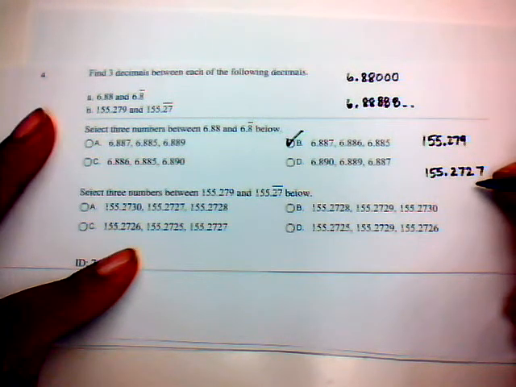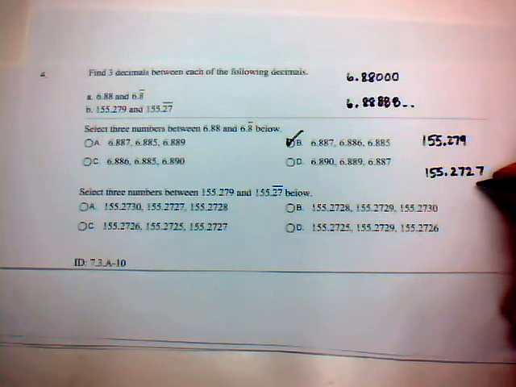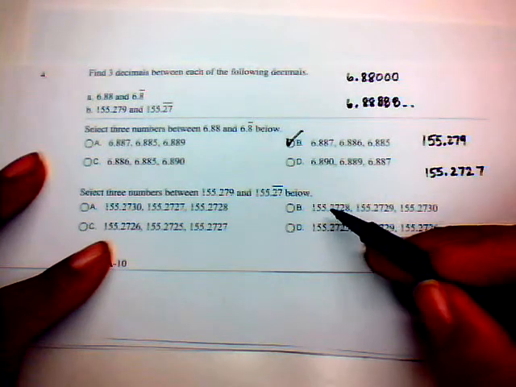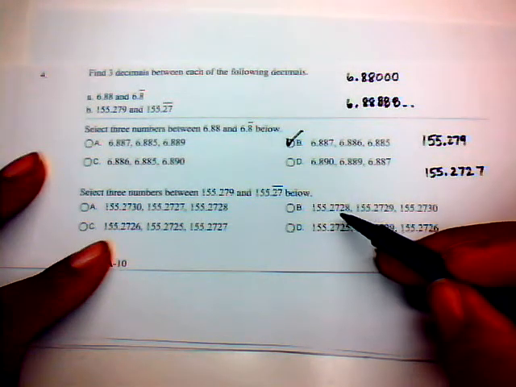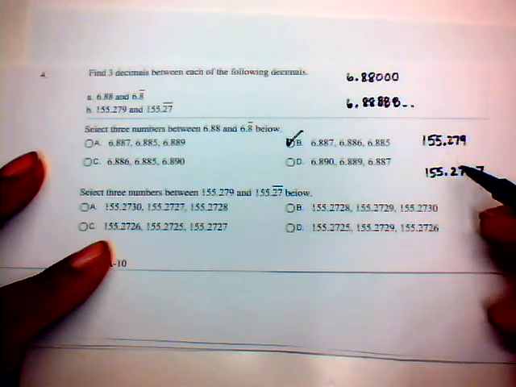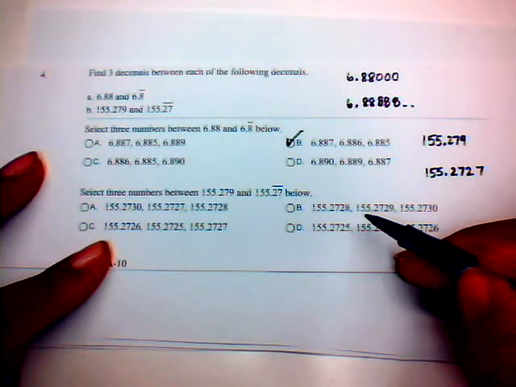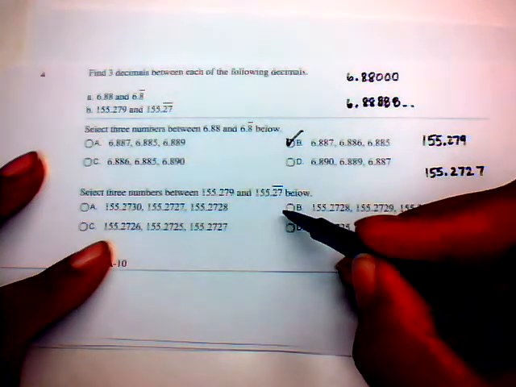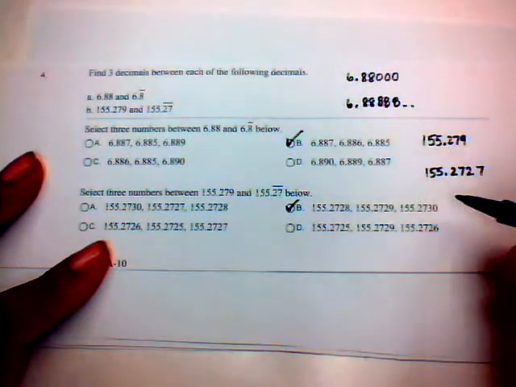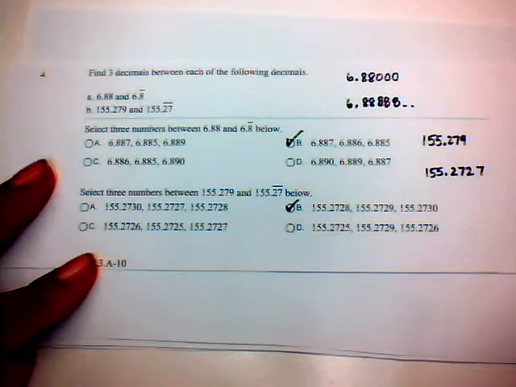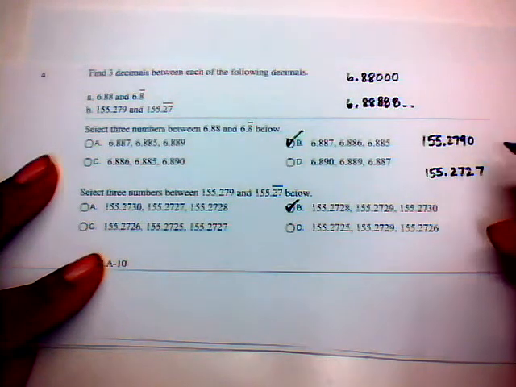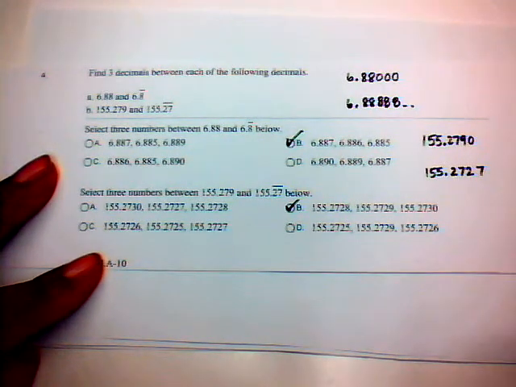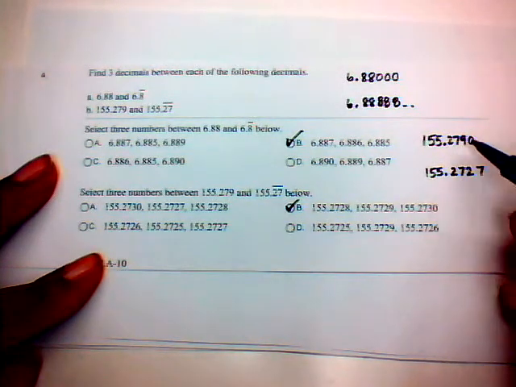So in this case here, I'm looking at, let's see, 2728, that's in between these two. 155.2729 and 155.2730. Those are in between these two. Because you can add a 0 if you want to. You'll see that those numbers are in between those two.